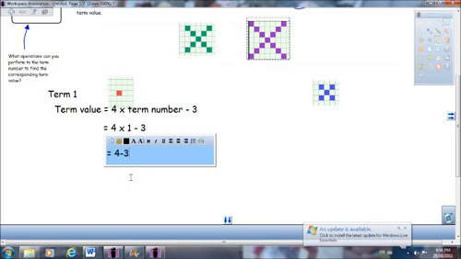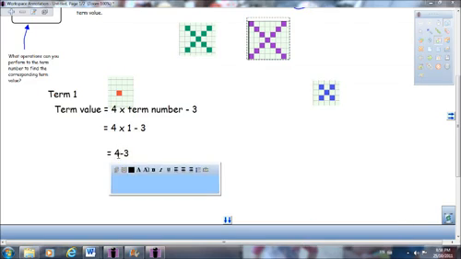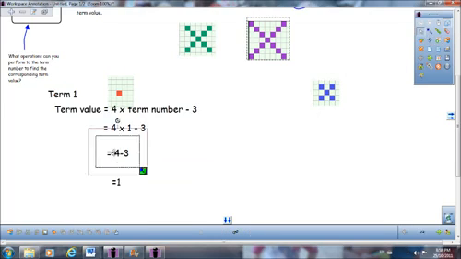4 times 1 equals 4. So we do the 4 times 1 first, and then we leave the subtract 3. For the next line, then we finish the calculation. So you do it one step at a time, making sure that you line up your equal signs, and making sure that you don't try and do more than one operation per line, or you're going to get confused.